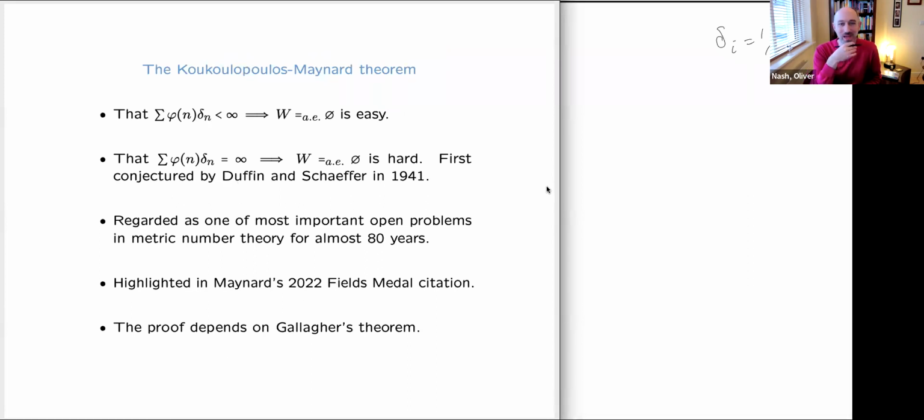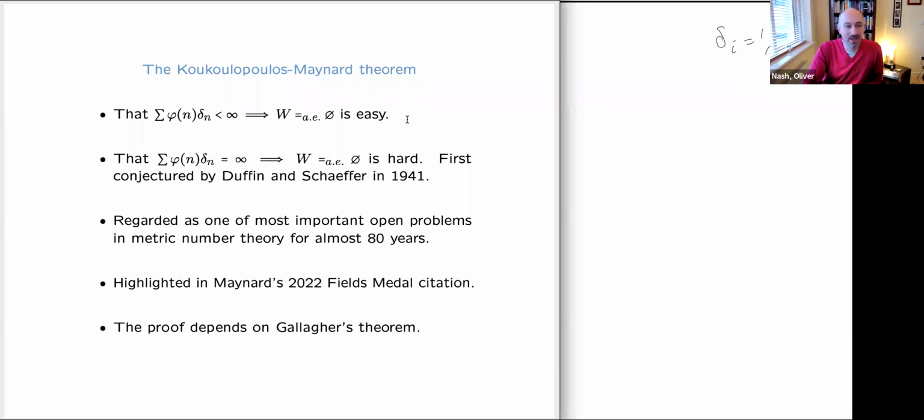Okay, so first of all, the theorem that I understand the least, and that's the biggest, the best theorem, the Koukoulopoulos-Maynard theorem. This is worth highlighting, and this was the reason that I worked on Gallagher's theorem at all. It was this recent theorem from 2019. It tells you two things. It tells you that if this particular sum converges, then the set of approximations is almost empty. That's actually easy. That's just a corollary of the very old Borel-Cantelli lemma in probability theory. If you don't know it, it doesn't matter, but it's an easy elementary result, like an undergraduate could prove this.